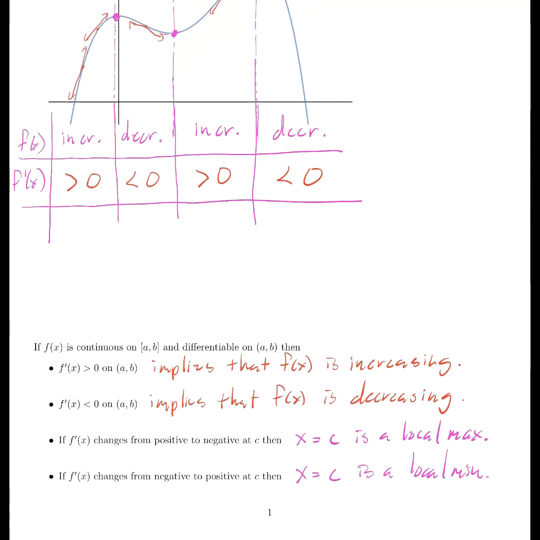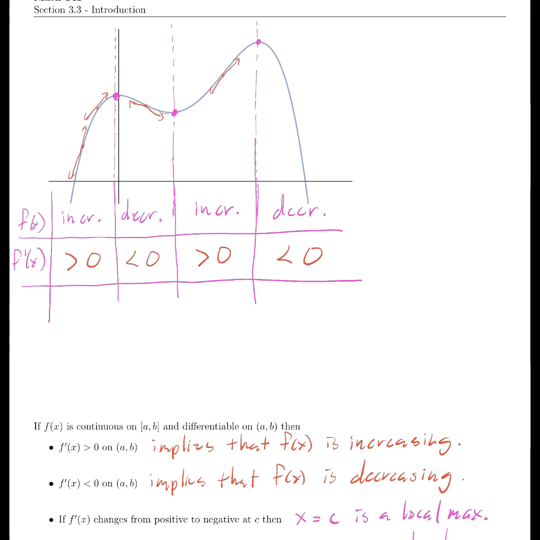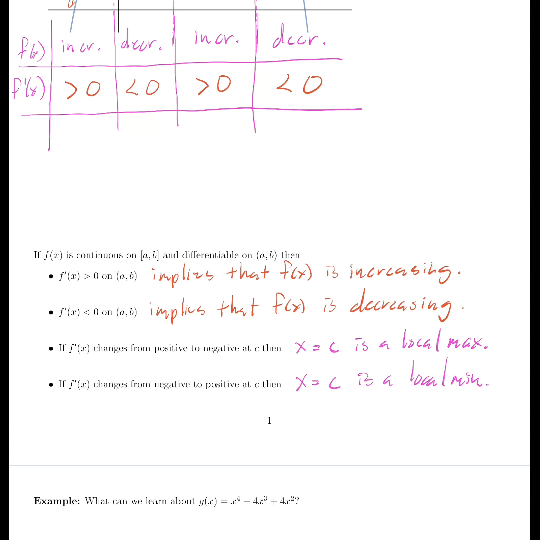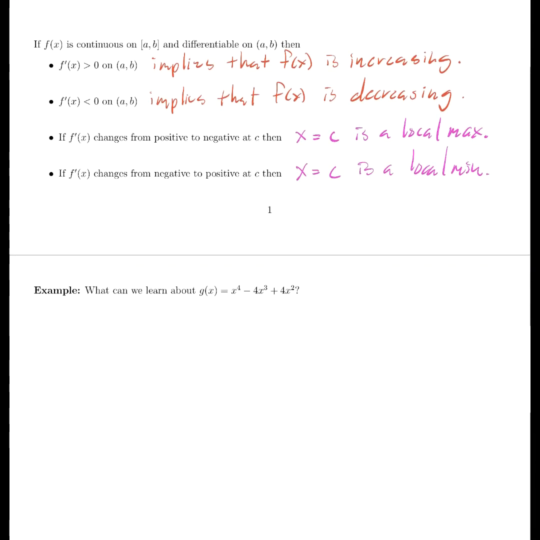Okay, well, where are those points where it's changing? Those are critical values, right? Where the derivative is equal to 0. So if we want to learn about intervals of increase and decrease of our function, we could start by finding its critical values. So let's do an example of that.